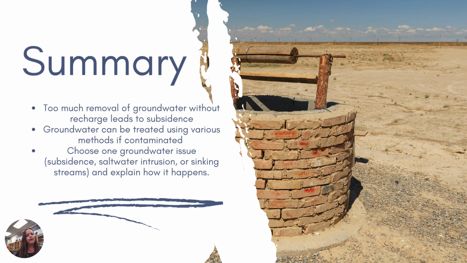All right, in summary, if we remove too much groundwater, we get things like subsidence, where we can't put more groundwater into the aquifers. Groundwater can be treated in various ways. We can also desalinate water so that we can have more water to drink. In your notes, I would like you to choose one groundwater issue, either subsidence, saltwater intrusion, or maybe sinking streams from karst topography, and explain how it happens.